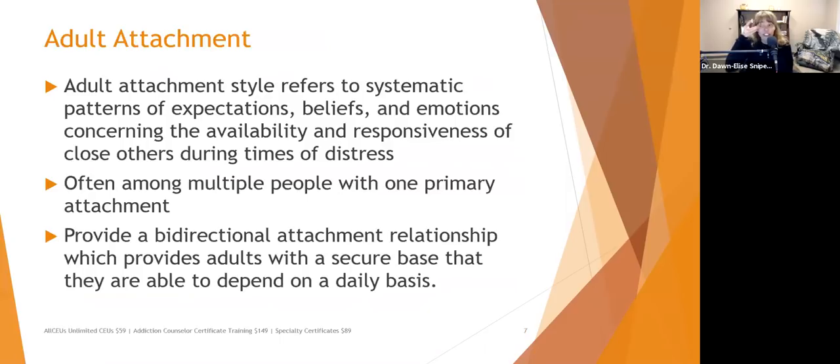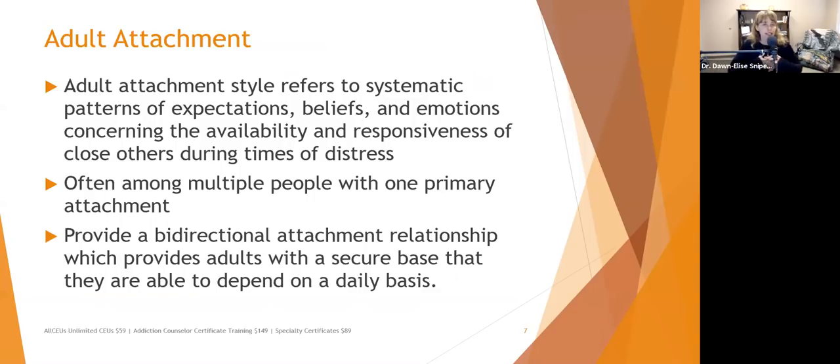Adult attachment style refers to systematic patterns of expectations, beliefs, and emotions concerning the availability and responsiveness of close others during times of distress, often among multiple people with one primary attachment. So a lot of times we have a best friend, or we're still really close with our primary caregiver, or we have a spouse that we are really close to. However, in the adult world, we often have multiple people. We're not reliant on that one person to meet our every single need, which is awesome. However, it can also be challenging, because if any of those people in our attachment circle become inconsistent, it can start making you question other relationships.